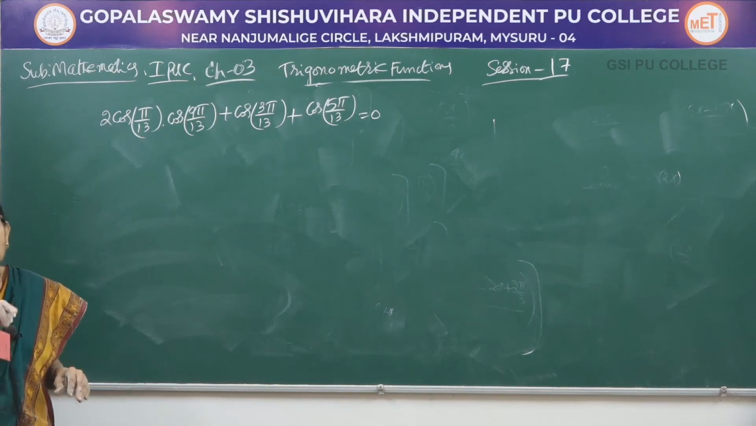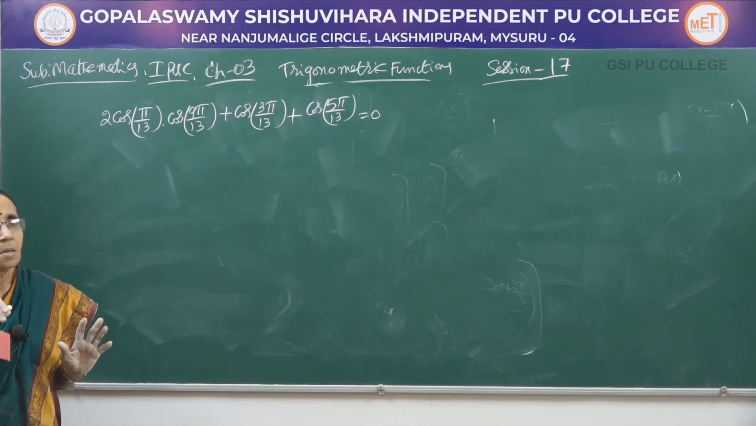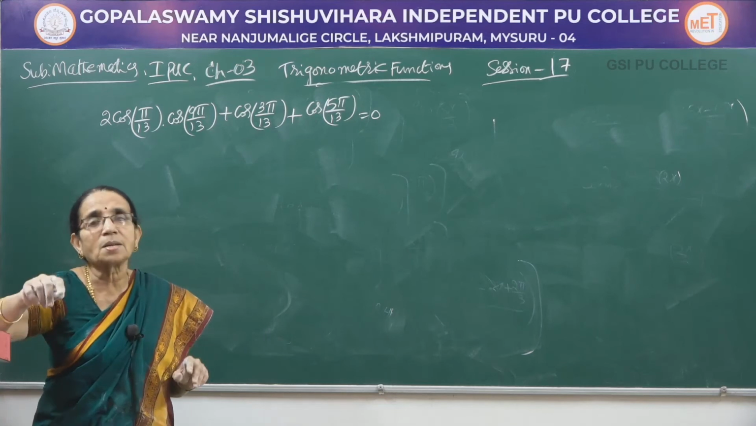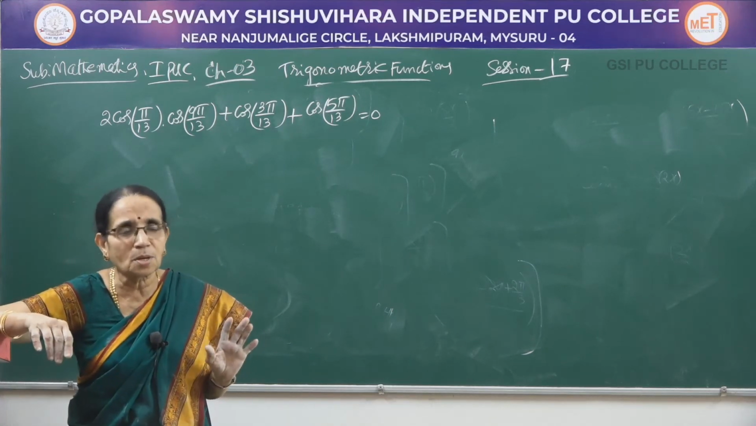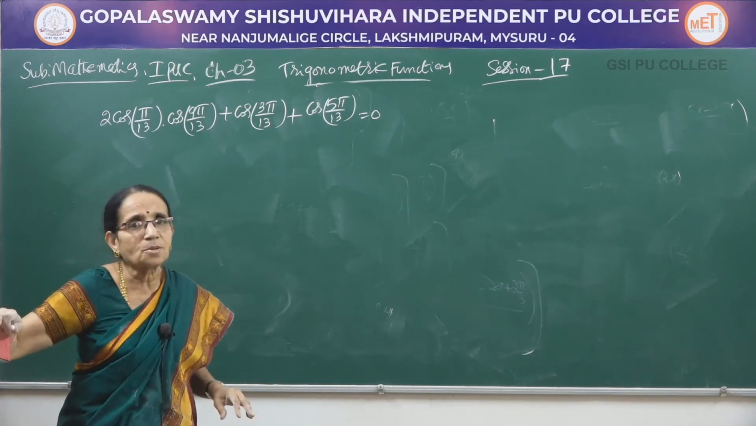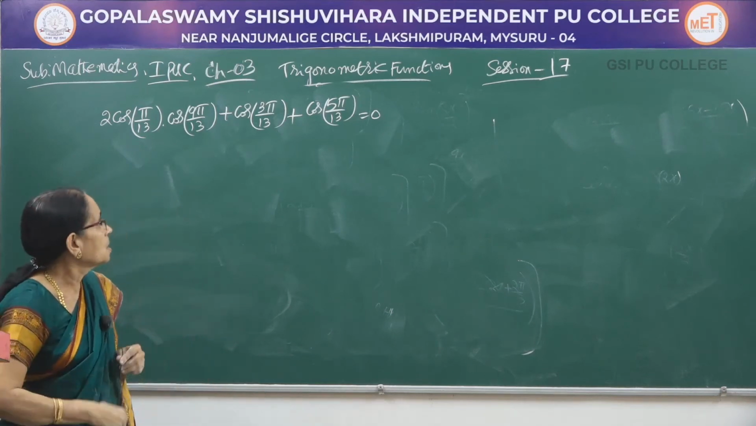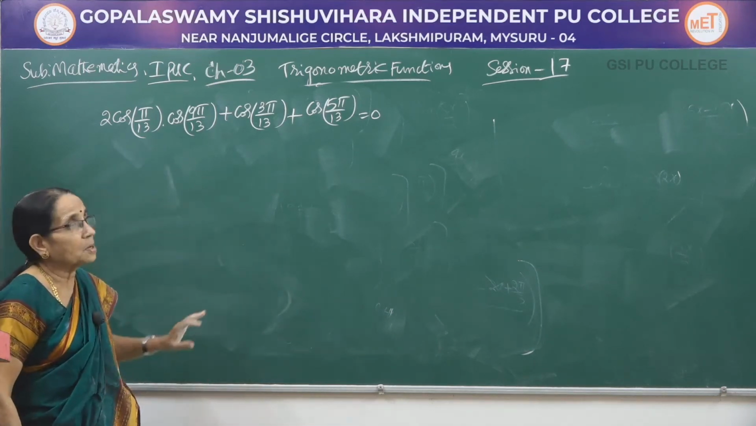The right hand side is 0, what does it mean? All the terms should get cancelled. All the terms should get cancelled, then only you will be getting 0 here. Now, two types of terms are there.